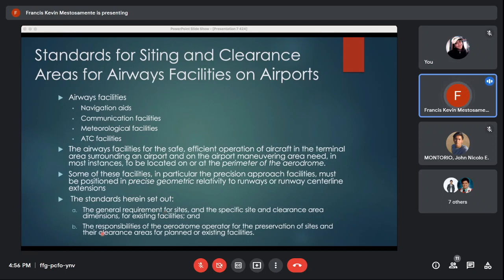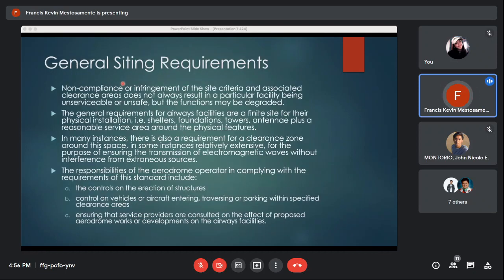But in the end, as you could see here, it's still the responsibility of the aerodrome to preserve the sites and clearances areas for or planned doon sa mga facilities. So it's from the manufacturer ng equipment, yung sukat, and its responsibility by the aerodrome to maintain that. Depende na lang kung this is government or private owned. Next, general citing requirements. So, self-explanatory naman to pag binasa natin. So, you could review this on your own.